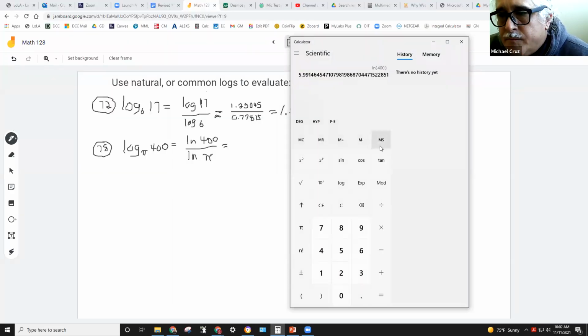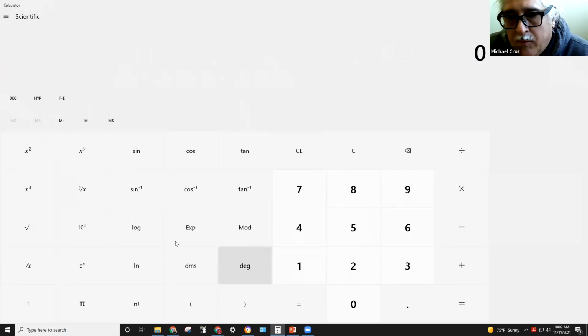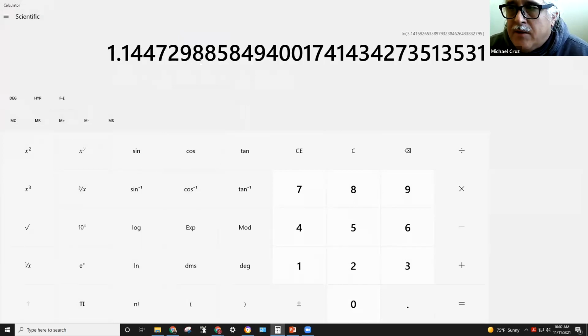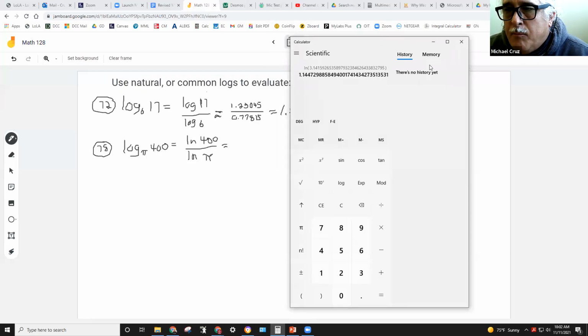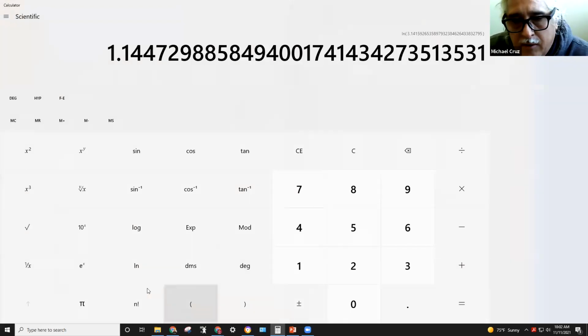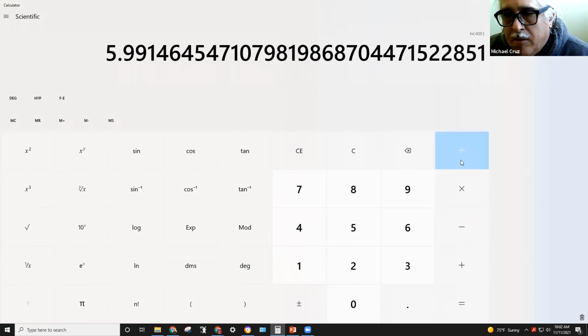Oops, wait a second. I messed up. Okay, so you got to do pi first. As far as the calculator is concerned, you really need to have that already done, unless you got a calculator that lets you put in parentheses. All right, so there's the natural log of pi. And then the other one is 400. So I'm going to take that and divide it by.